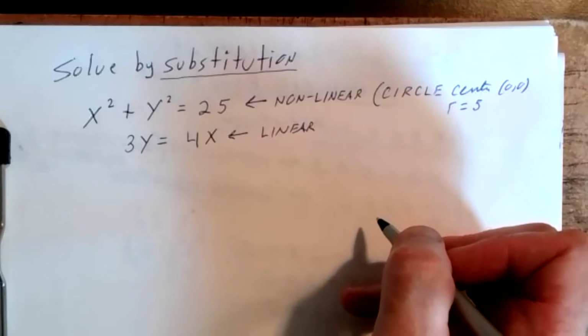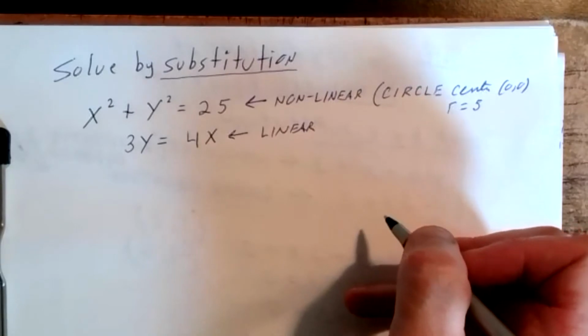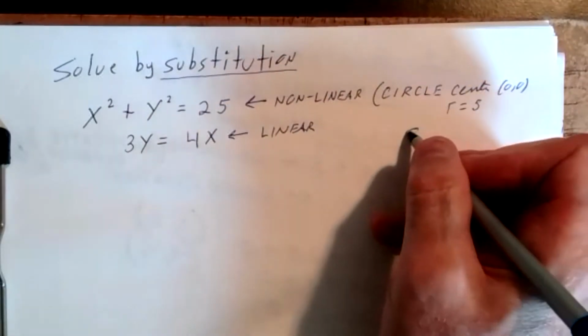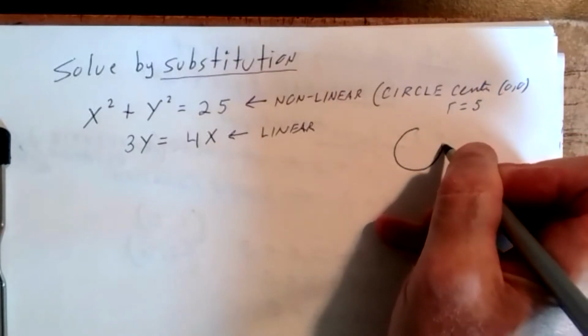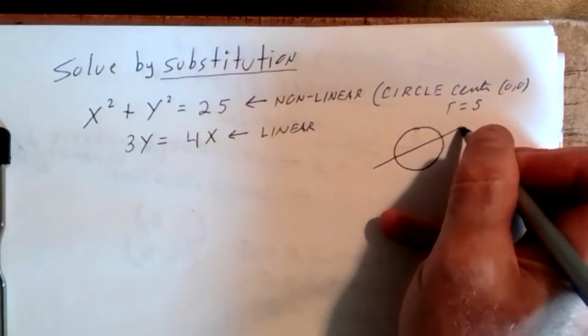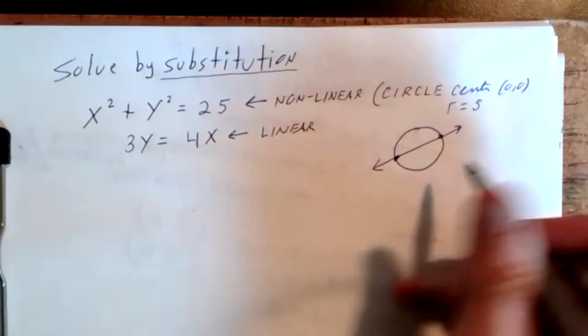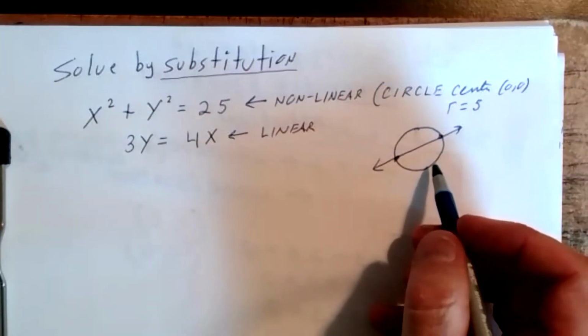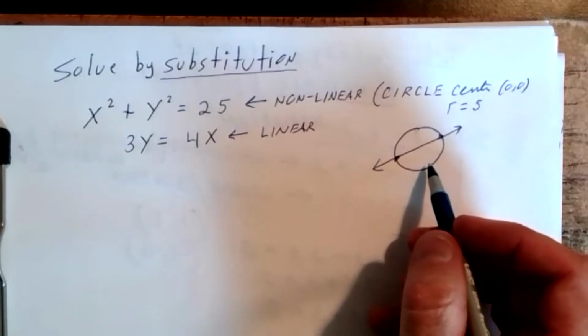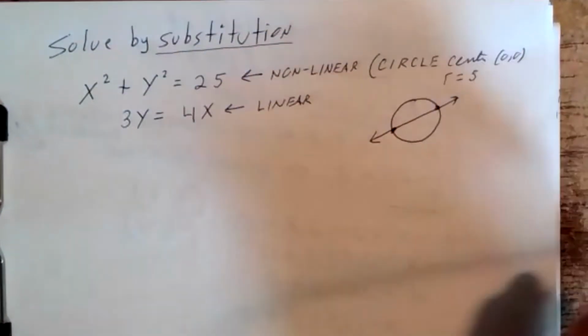Ladies and gentlemen, conceivably, in how many maximum points could a line intersect a circle? 2. Do you agree? So the maximum number of solutions we could get to this system is 2 solutions, 2 points of intersection. What's the minimum number of points that a line could intersect a circle? Minimum.